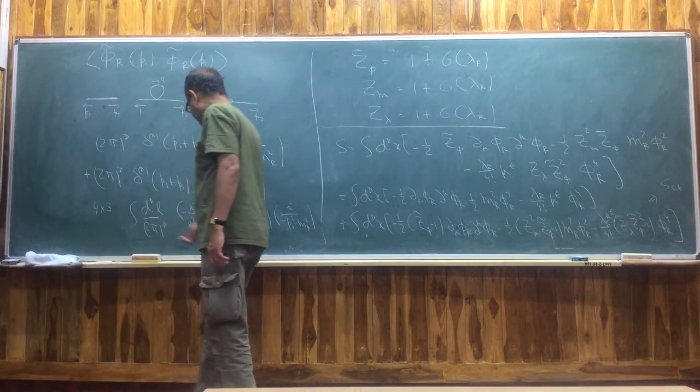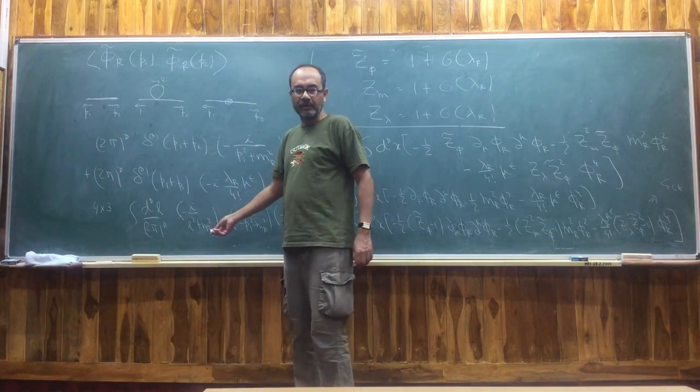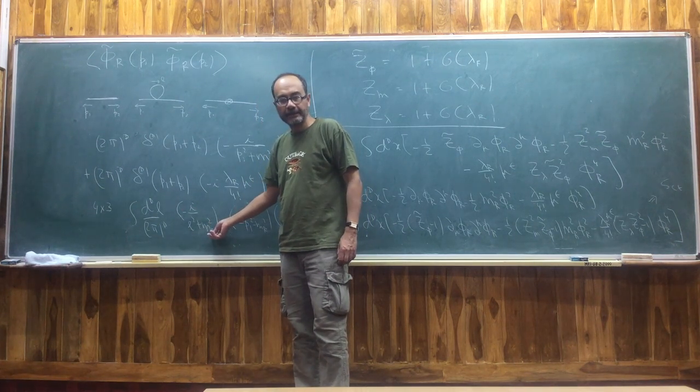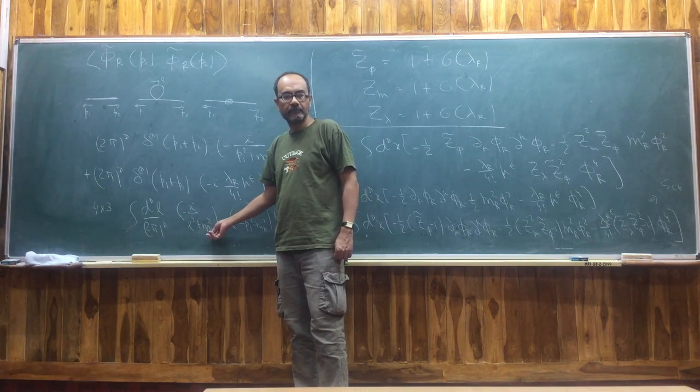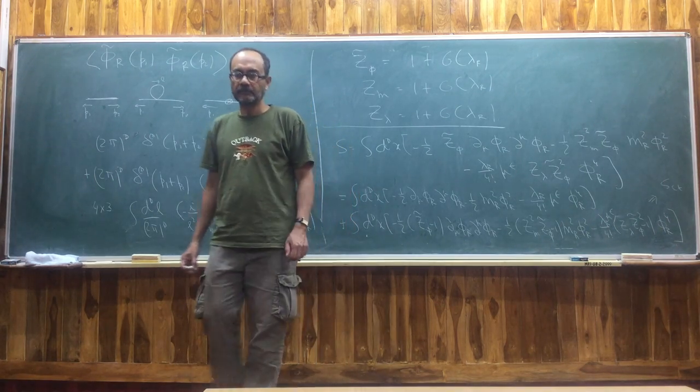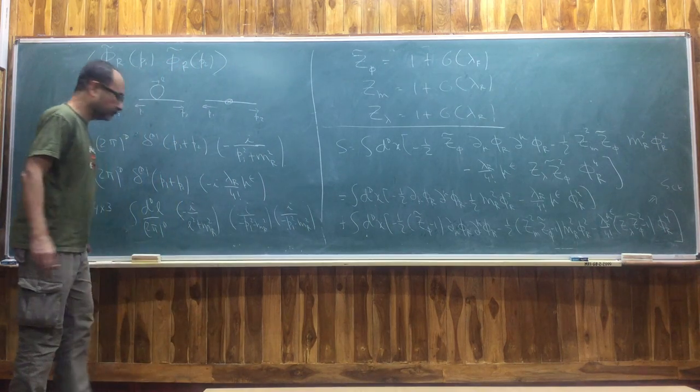So this one is divergent. That's what we are trying to remove, right? Integral d^d l over l square plus mr square. Is that okay?